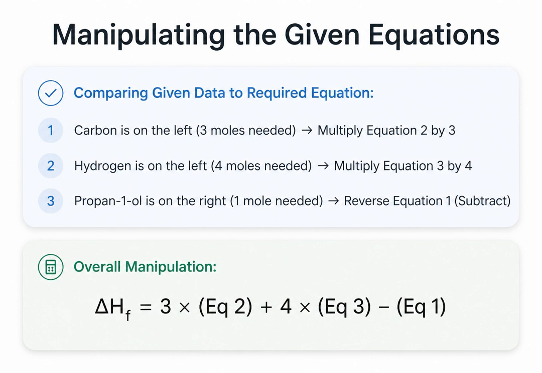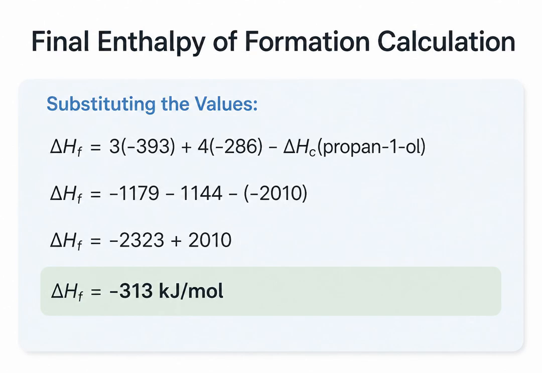Finally, our target has propan-1-ol on the product side, but equation 1 has it on the reactant side. To fix this, we reverse equation 1, which mathematically means we will subtract its enthalpy value. Finally, we substitute the standard heat values into our manipulated expression.